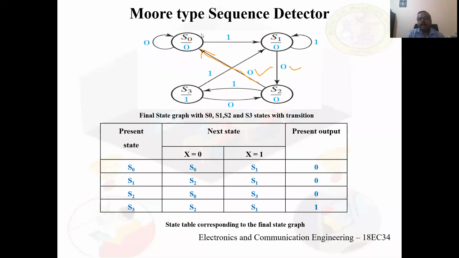Now, just by looking at the diagram of the state graph, we can easily come up with a state table for this one. How many states do we have? S0, S1, S2, and S3. Similar to what we have done for the Mealy state table, now do the same for the Moore model too. So what are the present states we have? S0, S1, S2, and S3. And there are two transitions: when x is 0, and when x is 1.